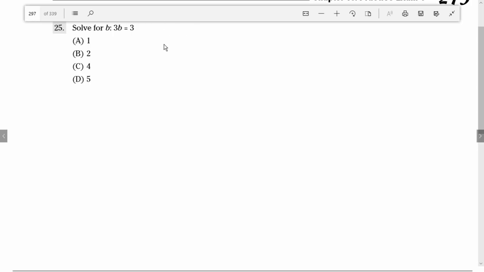Last problem. Let me zoom out a little bit. Solve for b. 3b equals 3. That is, we want to get b by itself. We're going to divide both sides by 3. This crosses out. This becomes b equals 3 divided by 3, which is just 1.